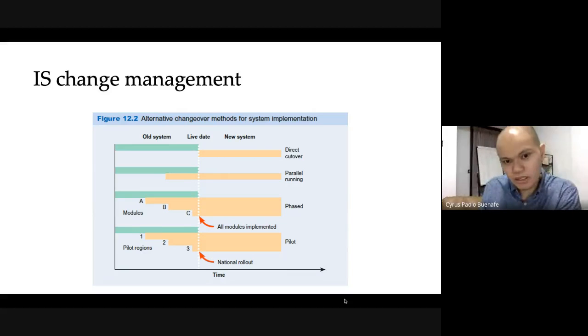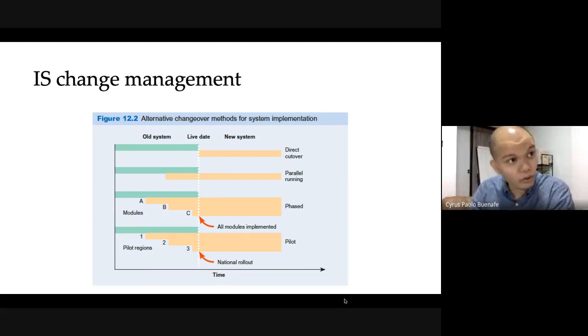Now, another approach would be the phased approach. By phased approach, this pertains to the modules or the features, right? For example, your system boasts of 10 features. A phased approach would be that I do feature A first, and then feature B, and then feature C, all the way until all the modules are implemented. When all of the features are implemented, that's the time that you can sunset your old system. But for as long as you keep on building feature after feature for your new system, you'd still want to maintain your old system, right? So that's a phased approach.